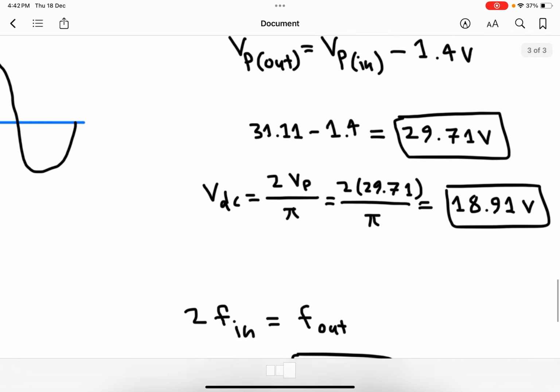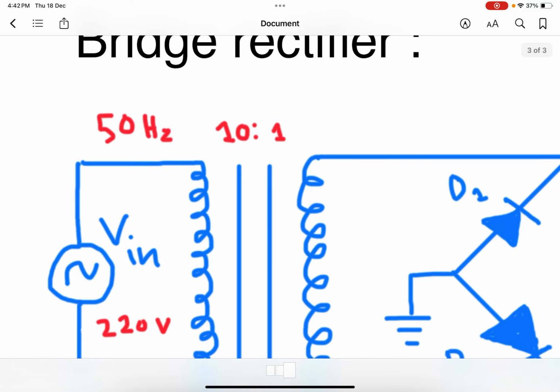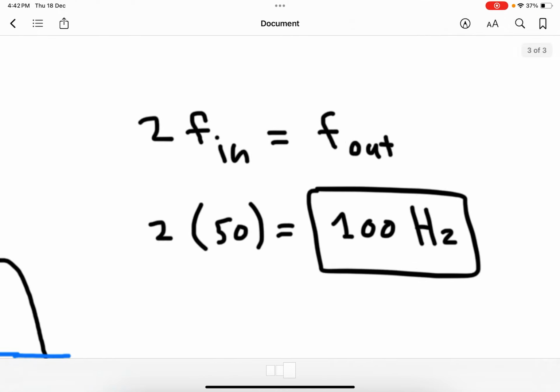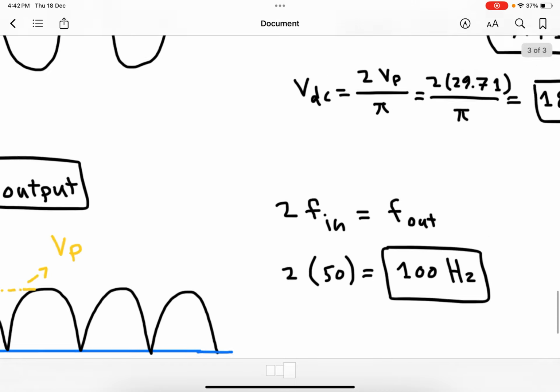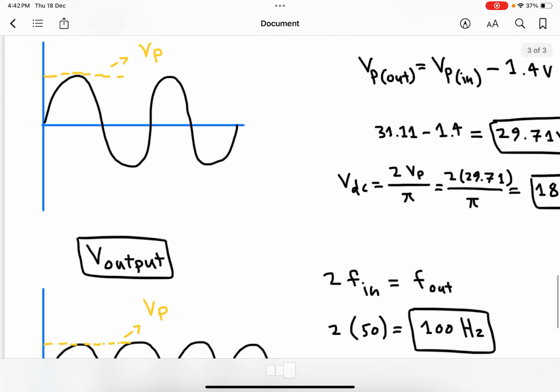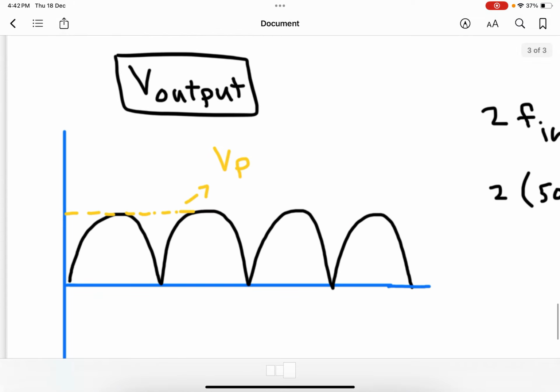Now if we want to calculate the output frequency as we did in the previous one, the full wave rectifier, it is the same step. The given frequency in the question is 50 Hz. So it will be 2 multiplied by 50 Hz, which is equal to the output frequency of 100 Hz. As we can see in the figures, now we will compare the input voltage and the output voltage. As we can see, that's the input voltage and that is the output voltage.